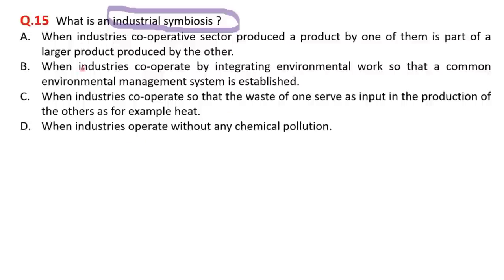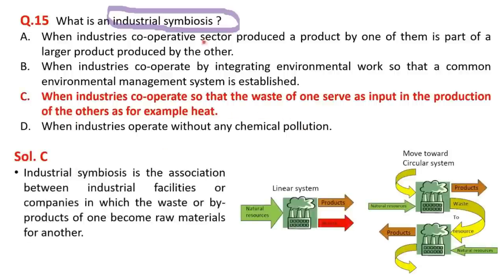So you may have some confusion and not be able to give the correct answer. But here, if you had known the meaning of the term symbiosis, symbiosis means mutual benefit. Now, a bird comes to a cattle and eats the insects from the cattle. So that is called a symbiotic relationship. Both of them are dependent. So if you knew the meaning of that word, then without understanding all this or without even knowing this entire subject, you could have answered this question very directly. That is, when both the industries work hand in hand, and the waste of one is utilized by the other industry, then that is called industrial symbiosis. So when industries cooperate so that the waste of one serves as the input in the production of the others, as for example, heat.